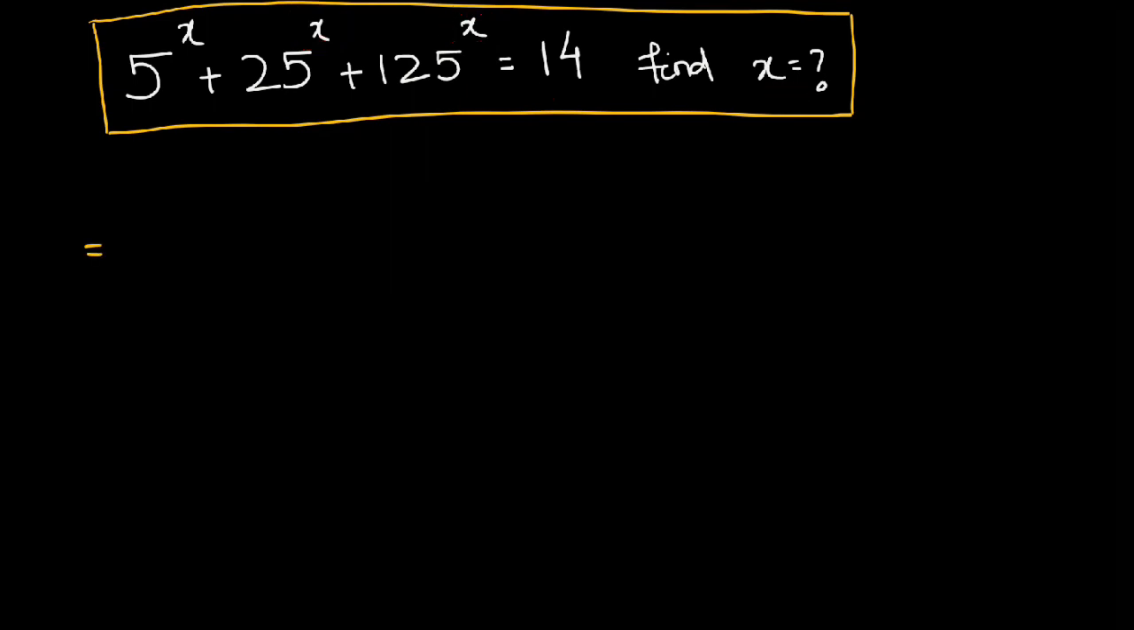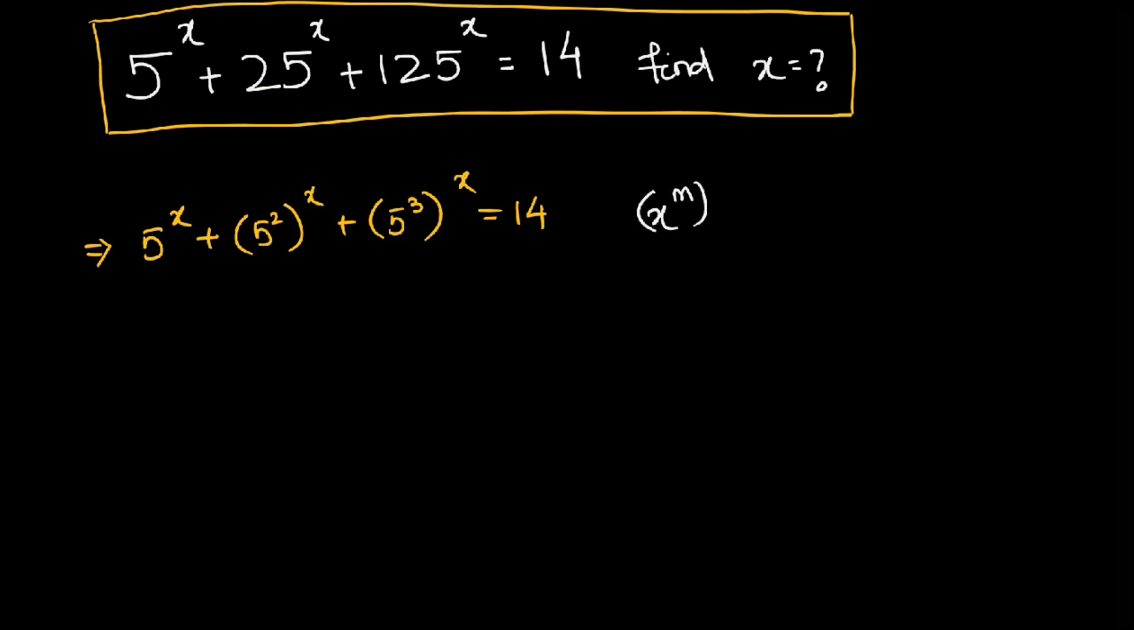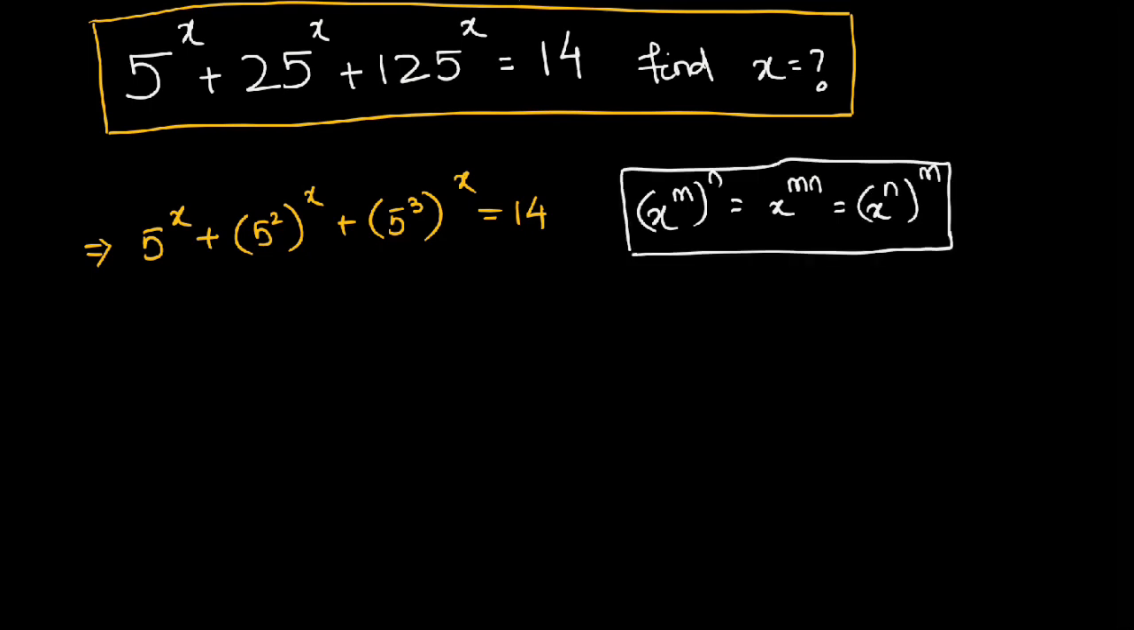Let us write this equation as 5 to the power x plus 25 as 5 square to the power x plus 125 as 5 cube to the power x is equal to 14. As we know a formula, x to the power m to the power n is equal to x to the power m into n is equal to x to the power n to the power m. So, let us apply this formula here.